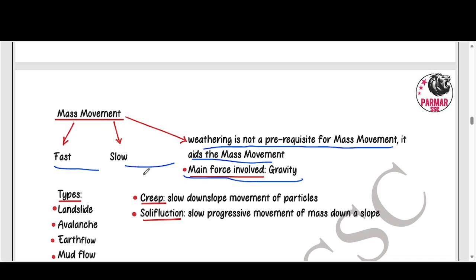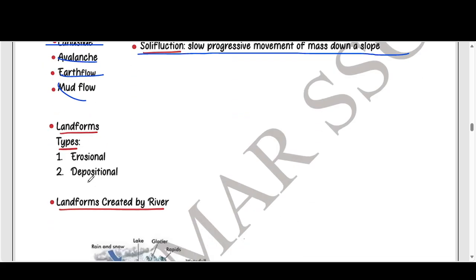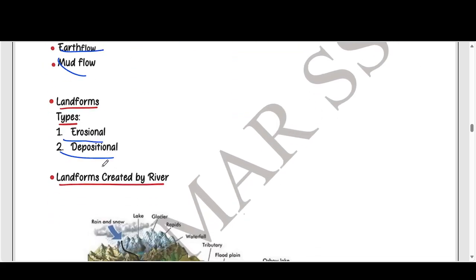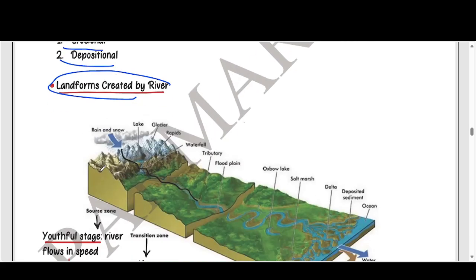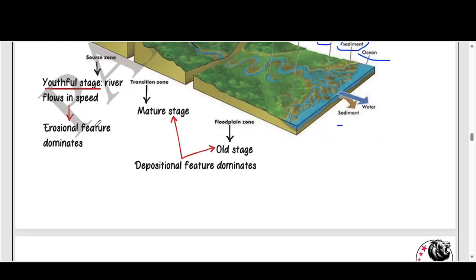Mass movement can be fast or slow. Weathering is not a prerequisite for mass movement. The main force involved is gravity. Creep is the slow downslope movement of particles, or the gradual movement of mass down a slope. Fast movements include landslide, avalanche, earth flow and mud flow. Landforms are of two types: erosional and depositional. Landforms are created by rivers, rainfall and snow, lakes, and glaciers.